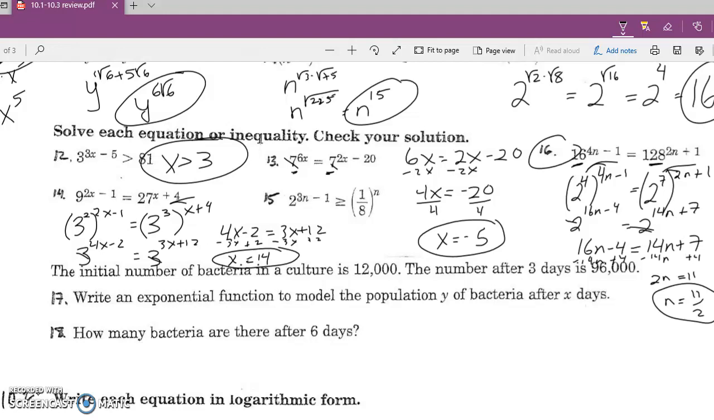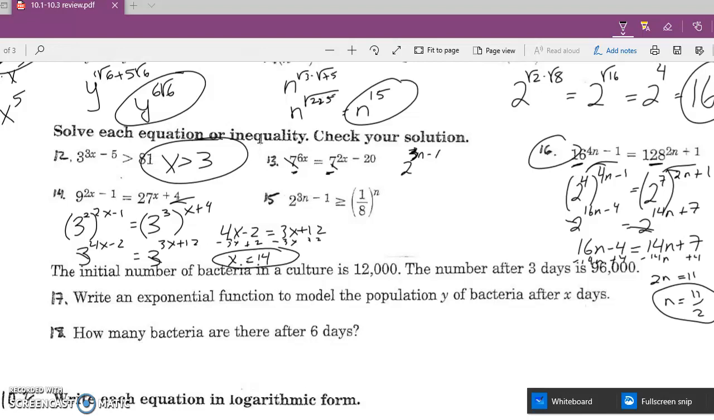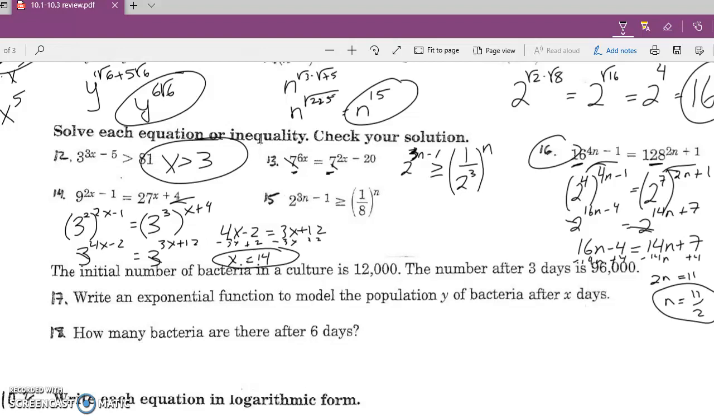This is probably the toughest one of all, and again, I need to make some space for this one. So I will do this one right next to here. Basically what I'm going to do is I start out with this. I need to turn that 8 into something with a 2. So I'm going to go 2 to the 3n minus 1. I really didn't do anything to that side yet. That was greater than or equal to 1 over, how could we rewrite 8? Well, that's 2 to the 3rd power. So we would do this.